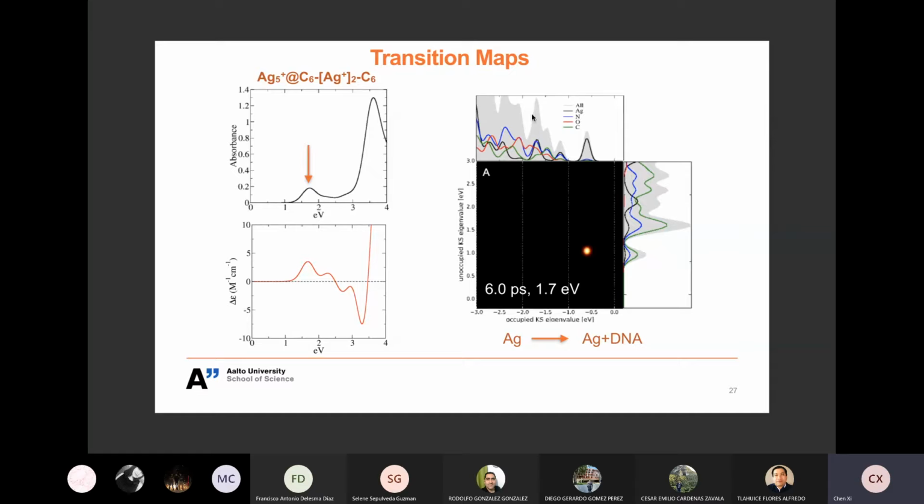So we calculated the density of states of the cluster. Here is the occupied state, and here is the unoccupied state. Then we calculate the transition map of this peak. Then we find that this peak is due to electron transfer from the state here, which mainly has silver character, to the state that has a lot of contribution from DNA. So this optical property is because of the transition from silver to DNA.